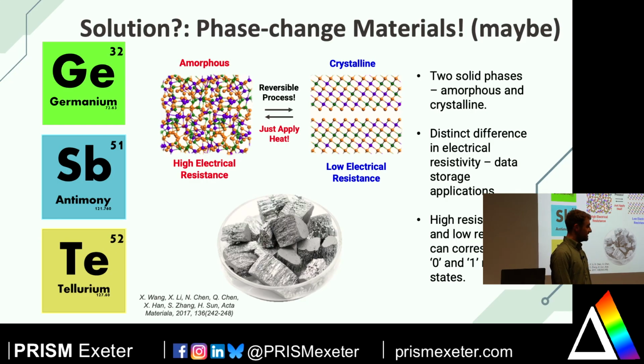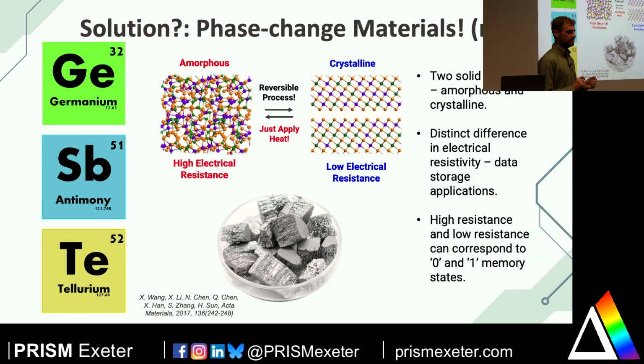Phase change materials are usually made up of these three elements here: germanium, antimony, and tellurium. They're kind of like semiconducting materials. But the key property of these materials is that they can exist in two states, which is good for our memory. The first state is when the atoms of germanium, antimony, and tellurium form a very disordered state, which is called an amorphous state. This happens to have a very high electrical resistance, which means it's hard to flow electricity through it.